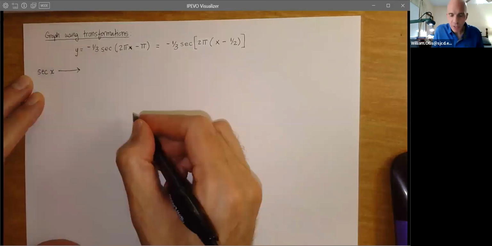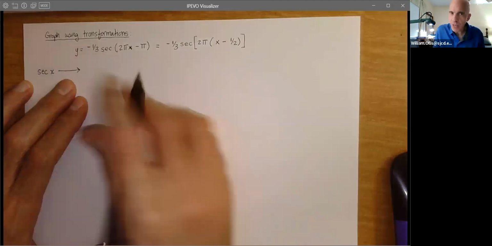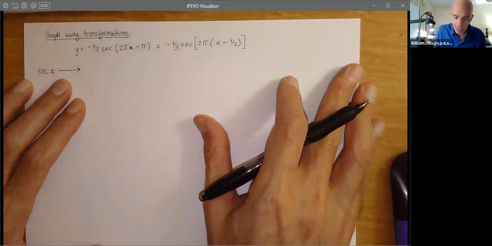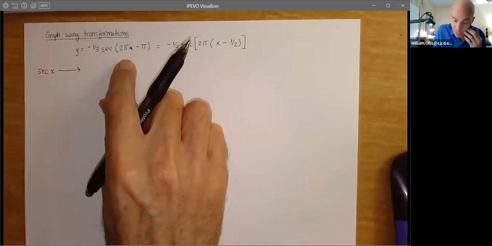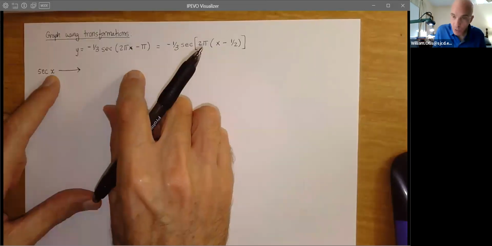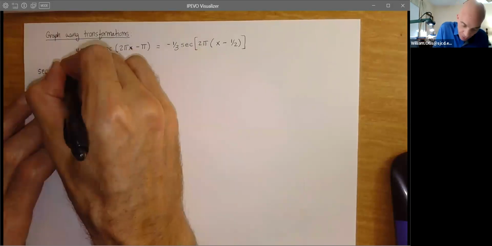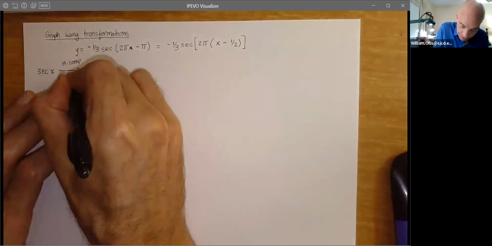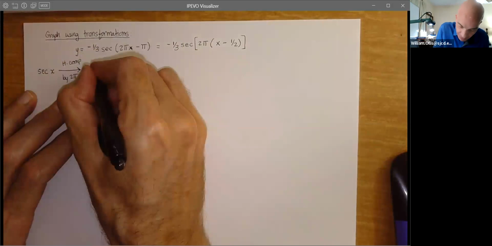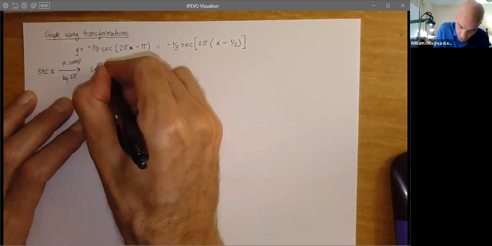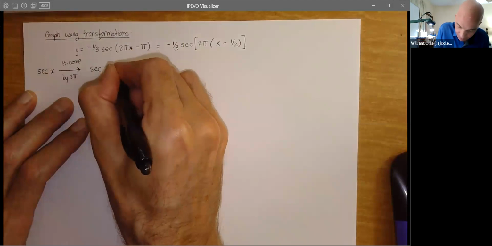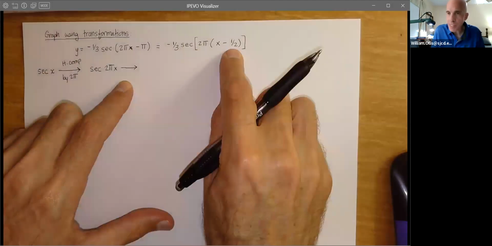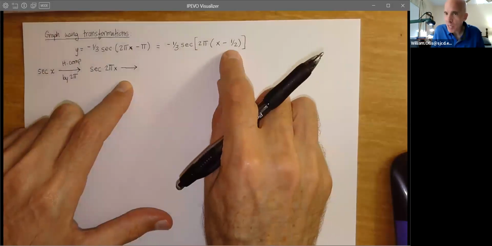Again, as you work through these, you can streamline the process. I'm being very thorough here because I want you to get some good techniques here. You can add and subtract things as you need. So notice the first thing we want to do is we want to replace the x with 2 pi x. So this will be h compression, since that's much bigger than 1, h compression by 2 pi. So we get secant 2 pi x. And now, of course, we need the x to be replaced with x minus 1/2. So this will be a right shift by 1/2.